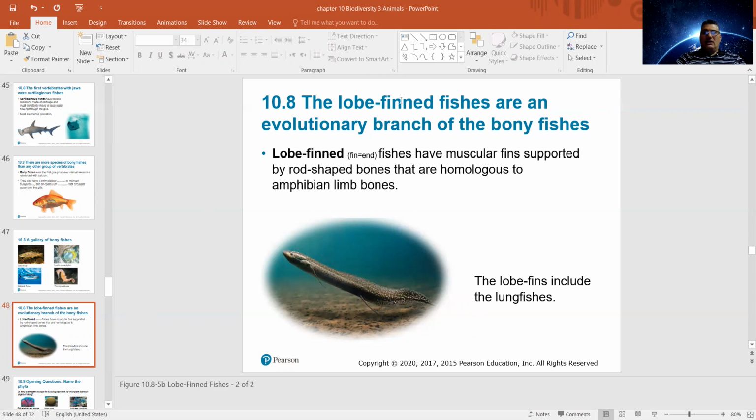There is another type of fishes called the lobe-finned fishes. This is another evolutionary branch. It's a bony fish, but with another evolutionary adaptation. Lobe-finned means they have lobes at the end, meaning they have muscular fins to support their bodies.